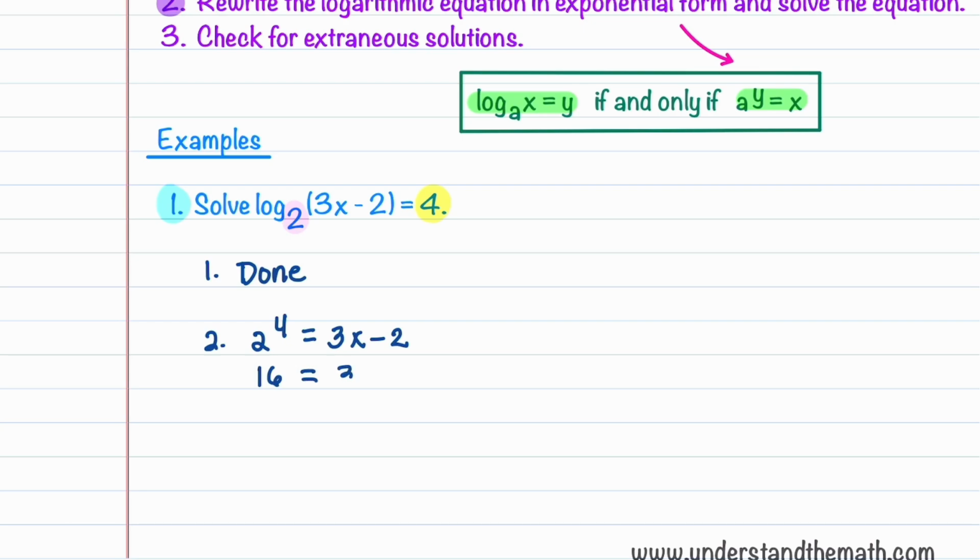And then on the right-hand side, we have 3x minus 2. Let's bring the negative 2 to the left. And that gives us 18 is equal to 3x. So we have x is equal to 6.